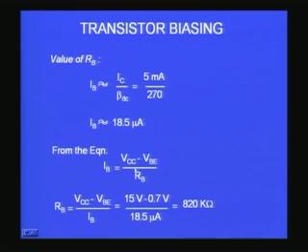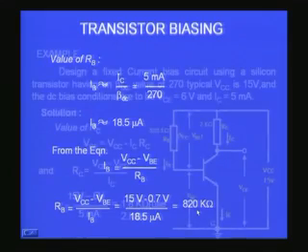So once I know IB, I can calculate what will be my RB. I am interested in knowing RB. IB is nothing but (VCC minus VBE) divided by RB, as we have already seen. So VCC minus VBE, which for a silicon transistor is about 0.7, divided by IB, which we obtained as 18.5 microamperes. When I do that, I get approximately 820 kilo ohm.